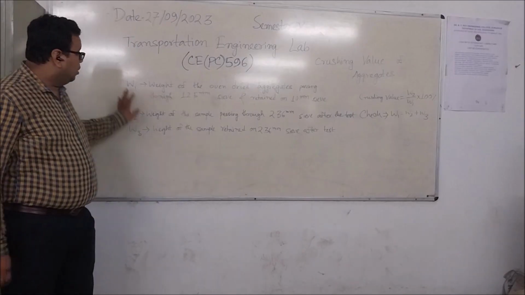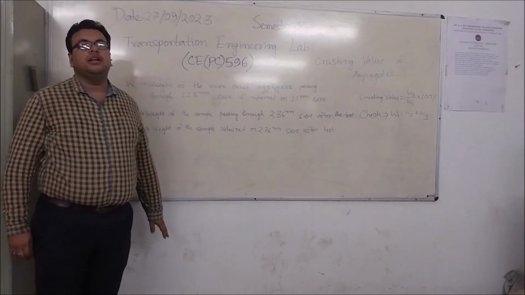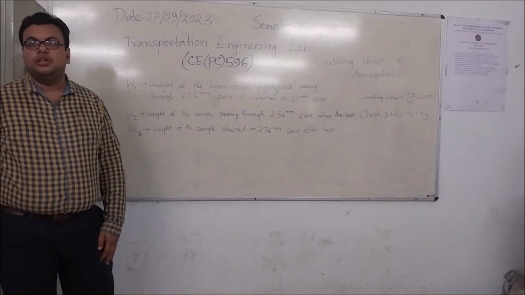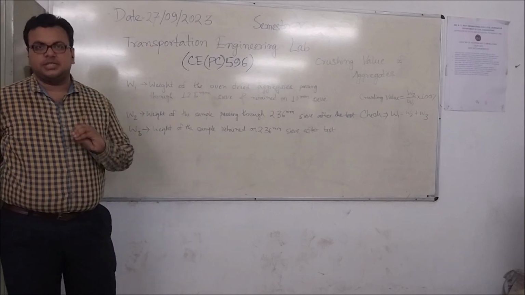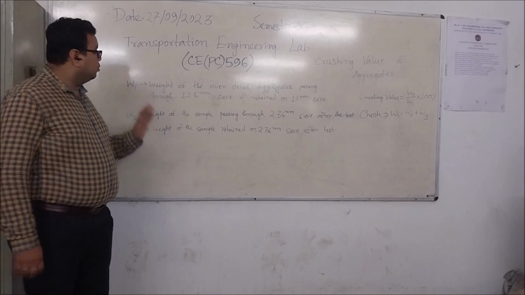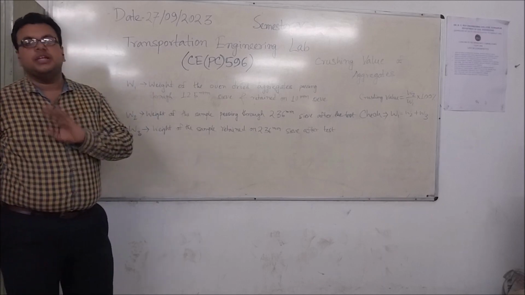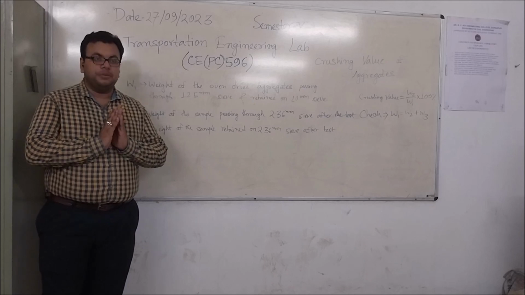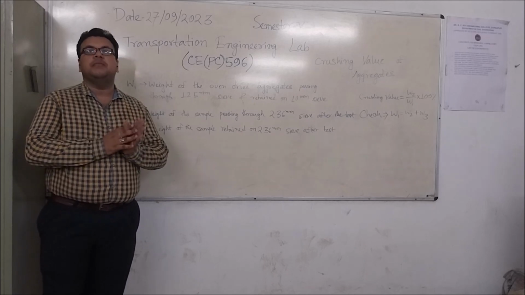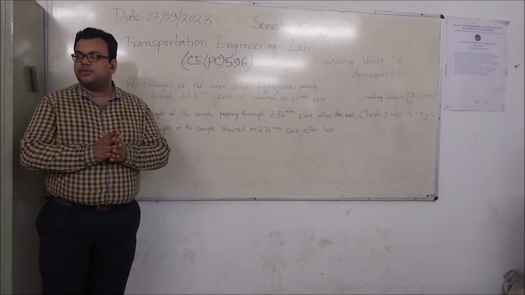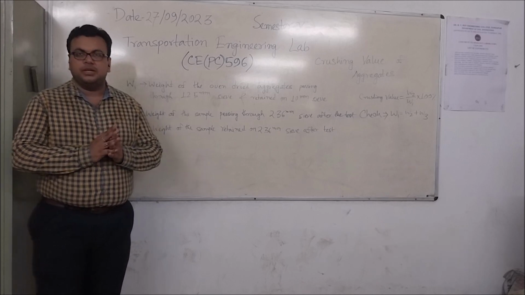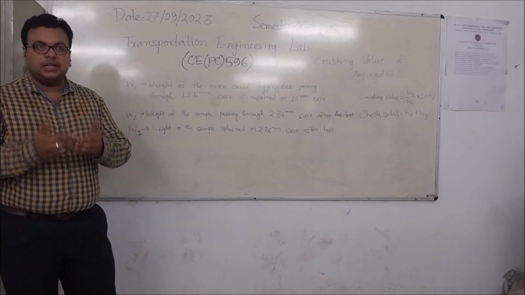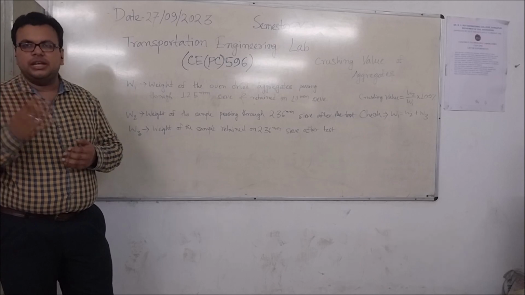Now, when we conduct the test, we will take three weights. First of all, as I said, we need to prepare the sample. The sample will be prepared with the aggregates which pass through the 12.5 mm sieve and are retained on 10 mm. And after filling it in the mold, in 3 layers.